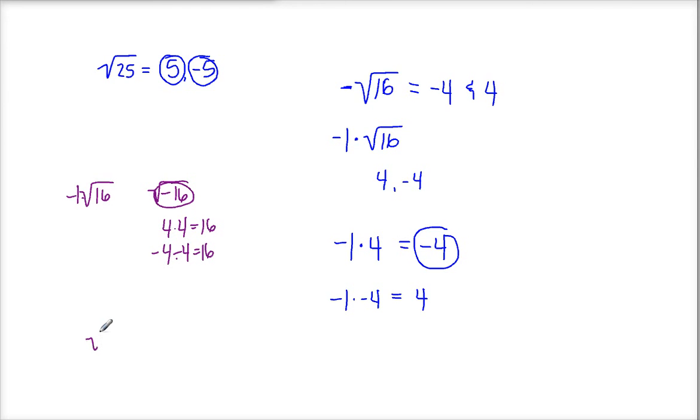And in fact, anytime you have a square root of something negative, any number right here, it's going to be invalid because there's no number that multiplies by itself to be a negative number. It will always be positive.